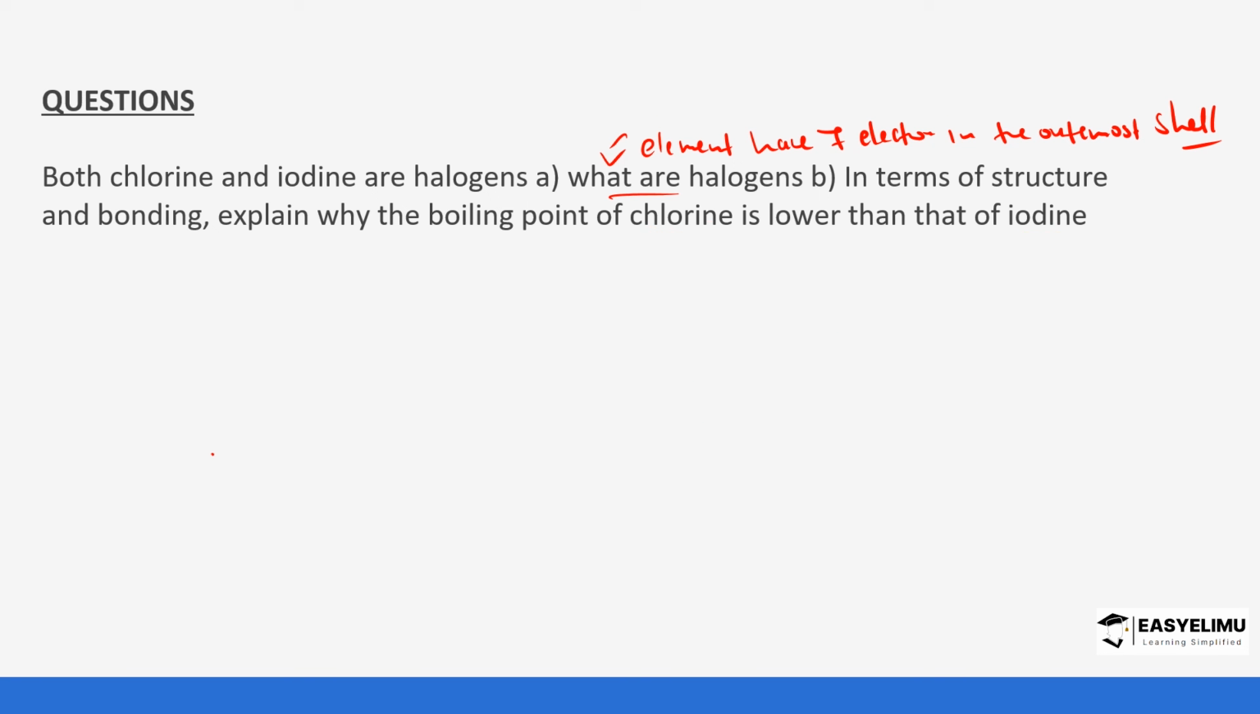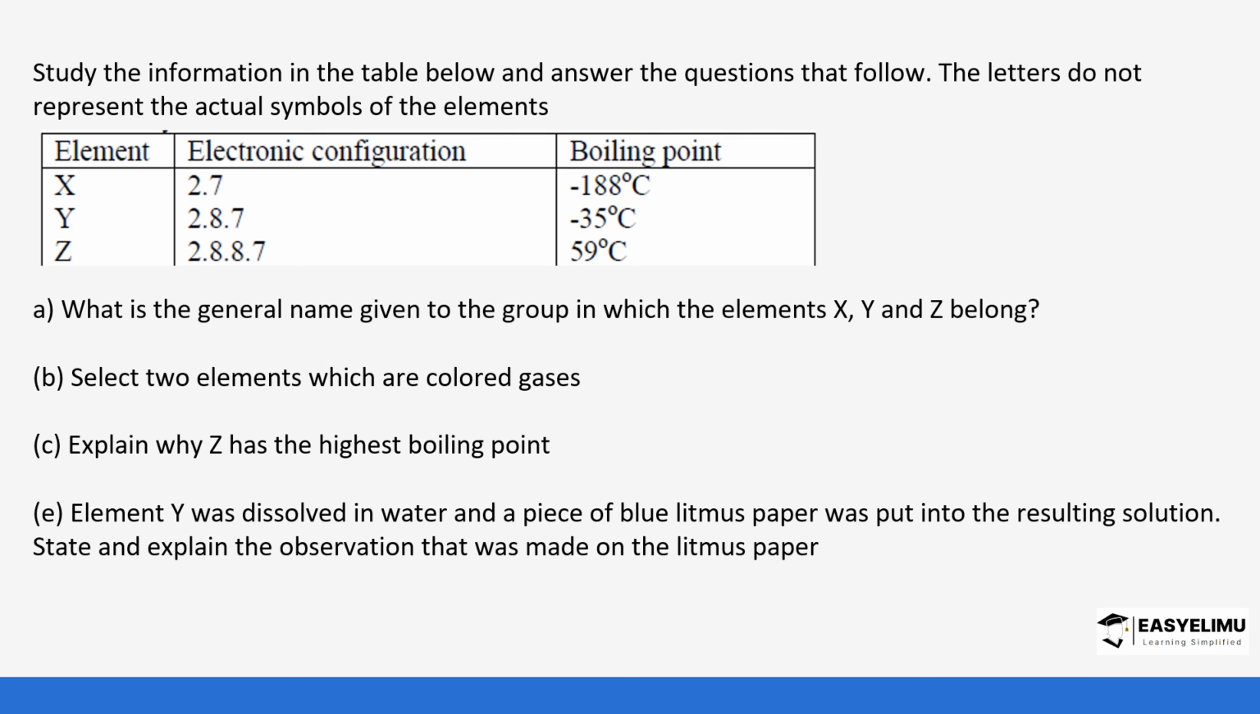So next, study the information in the table below and answer the questions that follow. The elements do not represent the actual symbols of the elements. What is the general name given to the group to which the elements belong? This is halogens, and you can see why they all have 7 electrons in the outermost shell. State 2 elements which are colored gases. We know fluorine, which is X, and chlorine are colored gases. This is pale yellow, this one is green yellow.